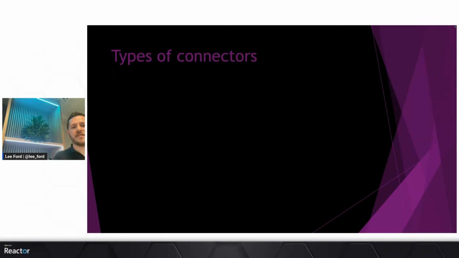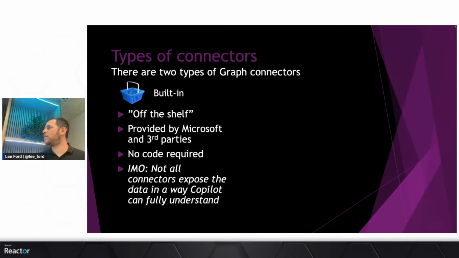Okay, types of connectors. So we've got two types. First one is the built-in, off-the-shelf provided by Microsoft or third party. So Salesforce.com, for example, you don't have to build it or develop it, it's already built. You just go to the Graph Connector gallery, fill in the details, click connect, and it downloads the data and puts it into Graph for you. You don't really have to do much with it. Like I said, there's no code required.